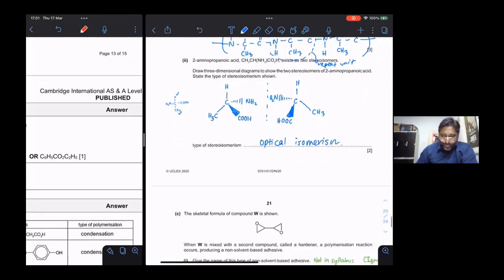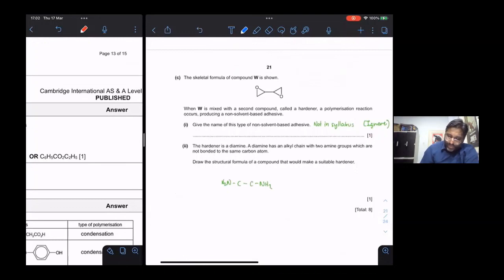Now, for this question, yeah, they say that you put with hardener. Yeah, no longer in your syllabus. I'm just going to ignore this. But okay, this one can quickly do. Yeah, the hardener is diamine. Diamine, they say alkyl chain with 2 amine groups which are not bonded to the same carbon atom. So you have different carbon atoms. So NH2. So I just draw over here.